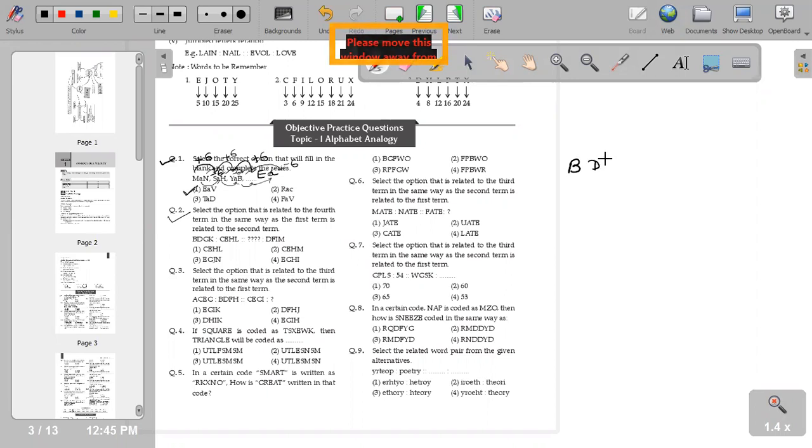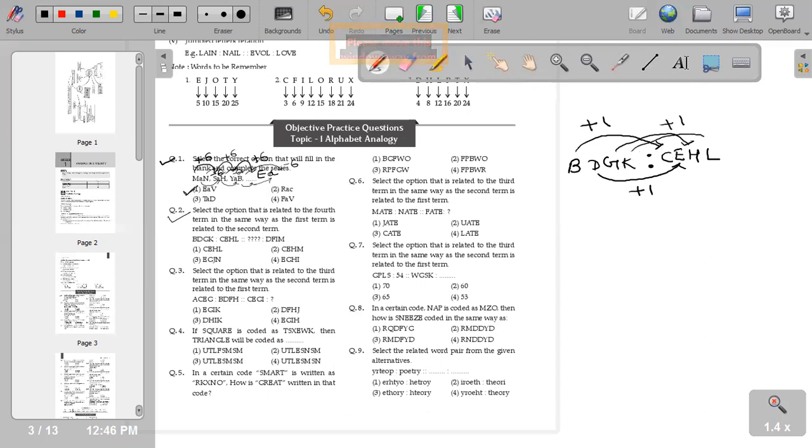B D G K is to C E H L. Okay. So at first we have to find out what is the logic of why we are writing this. We can see that from B to C we are just adding 1. From D to E we are just adding 1. From G to H we are just adding 1. And from K to L we are just adding 1.